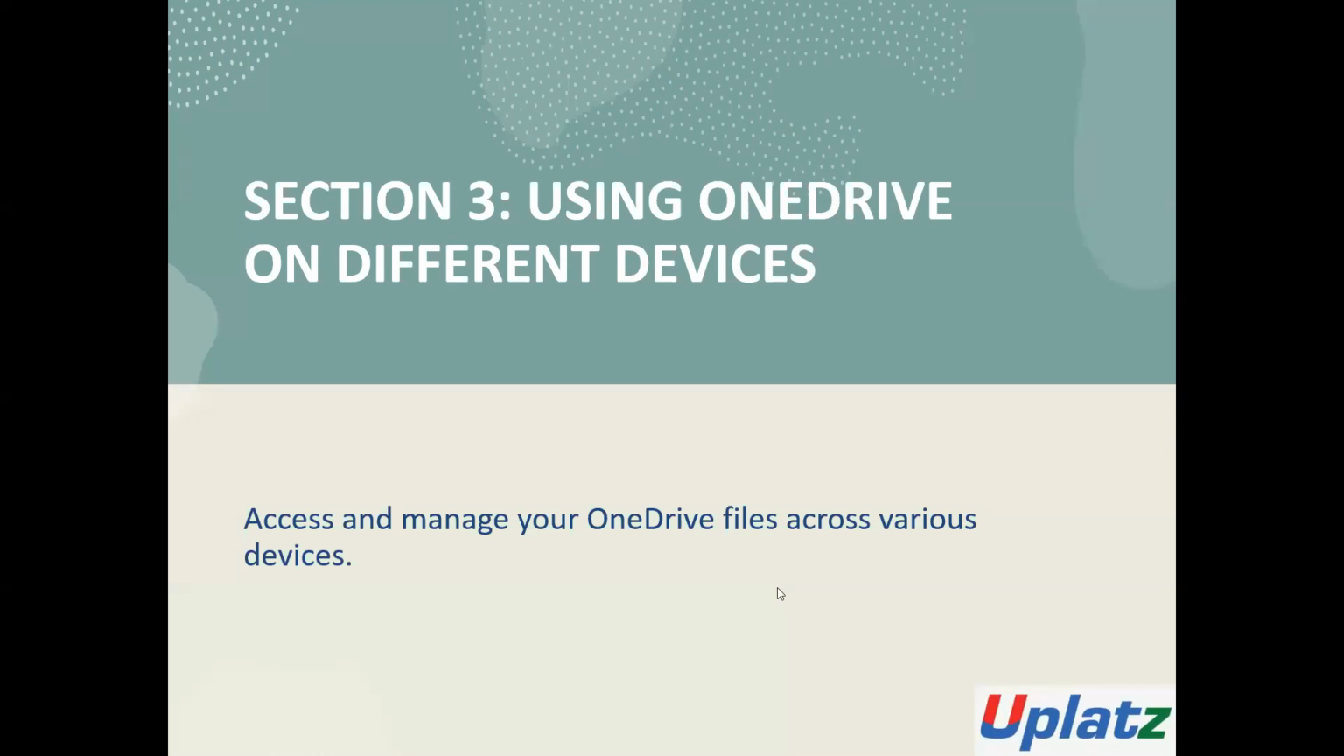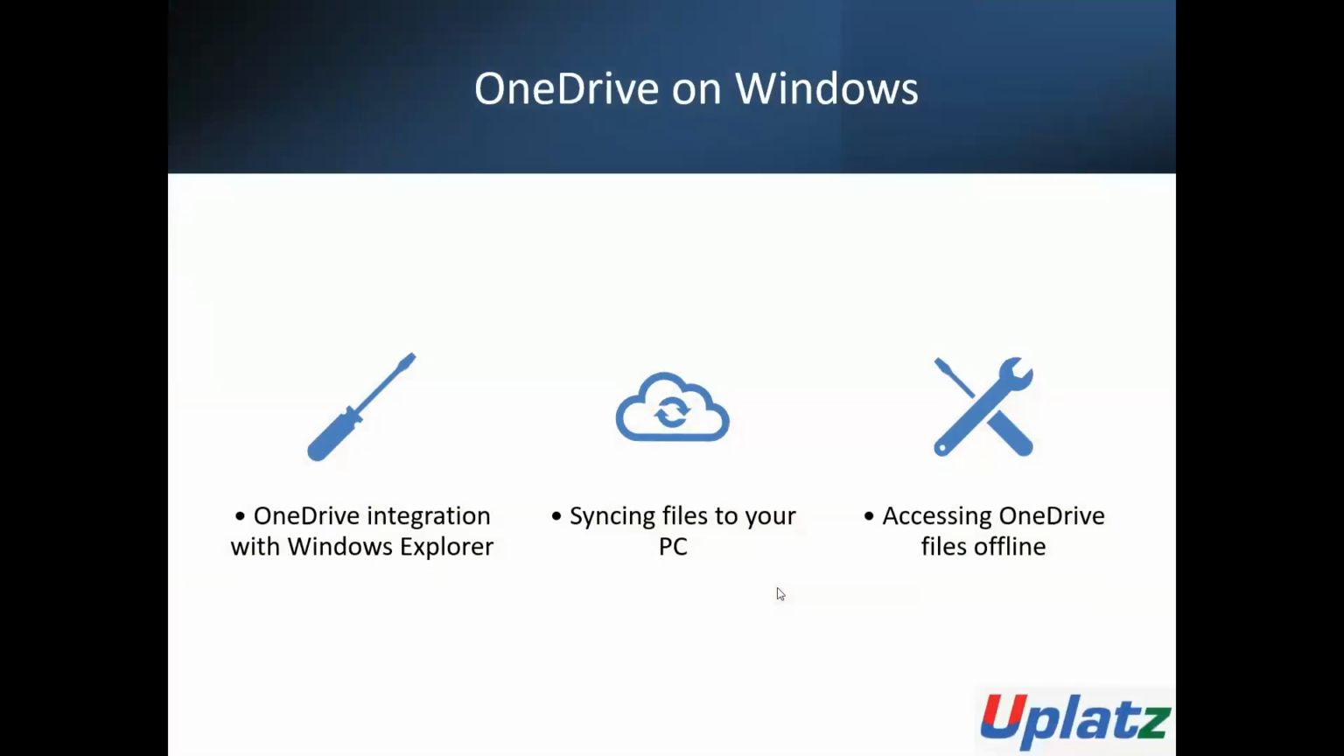So the first point is using OneDrive on different devices. We can access and manage your OneDrive files across various devices as well. And that is very important to understand. So now we can see what OneDrive on Windows basically is. OneDrive on Windows is an integration point where it integrates with Windows Explorer as well.